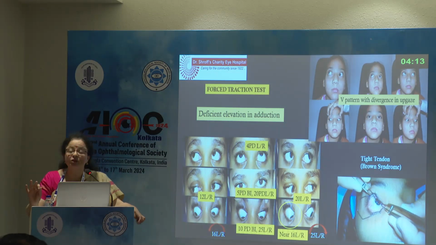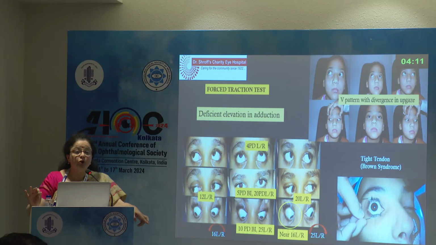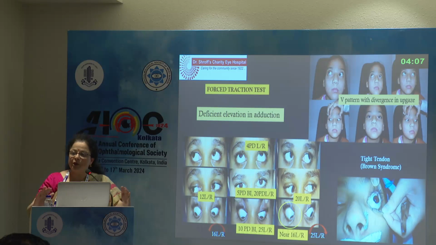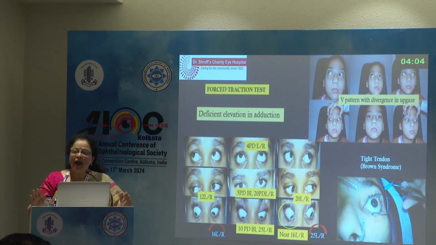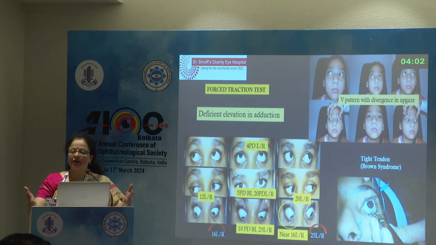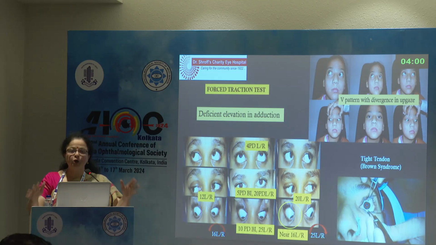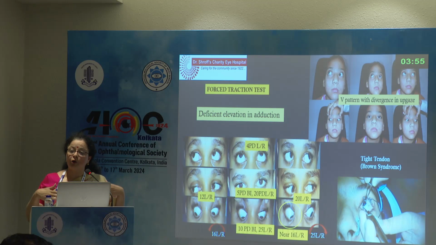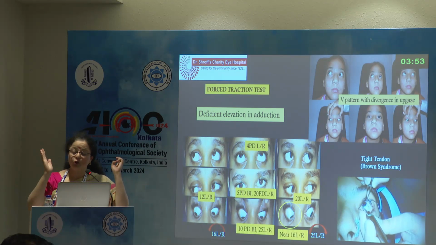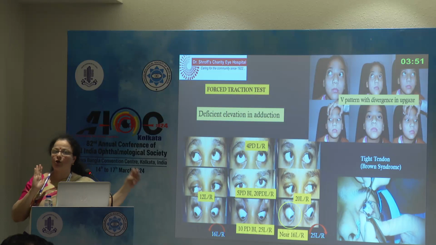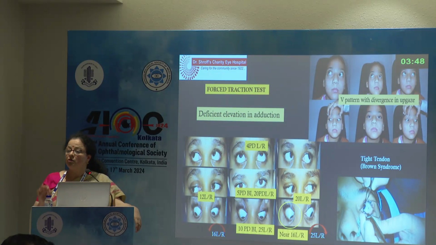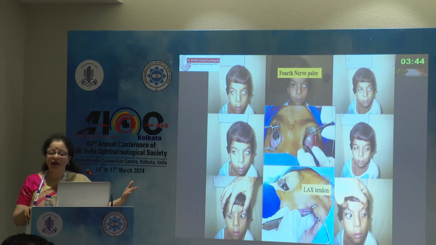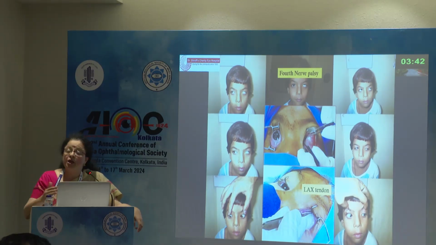So you have to do these forced duction tests in the OR to know, because sometimes you may not be able to really differentiate. Of course, in IO paresis, normally you will get a Parks 3-step positive, and when there's an IO underaction, you will get an A pattern, because the superior oblique is overacting, the antagonist, so you will get an A pattern, whereas in Brown's, clinically you will always get a V pattern. So these clinical tips will always be there, but we need to do a forced duction test always in the operation theatre.